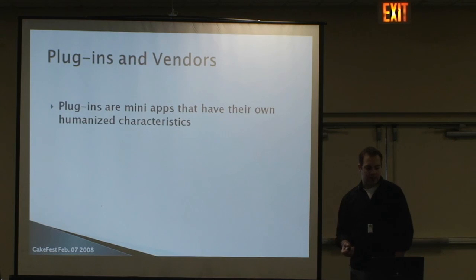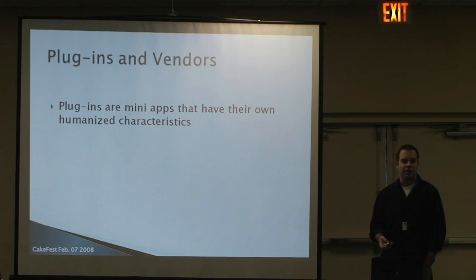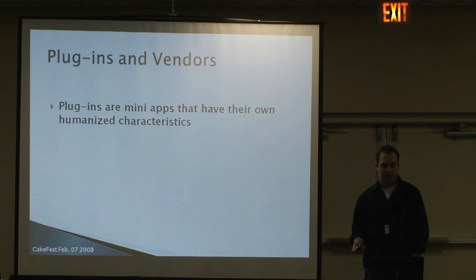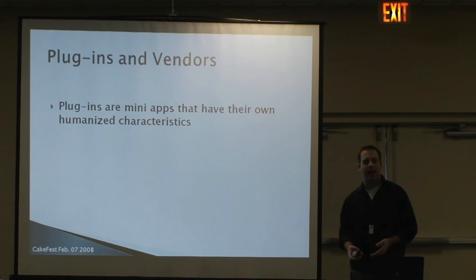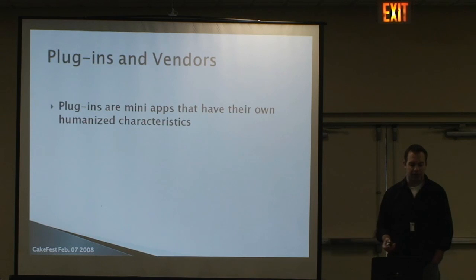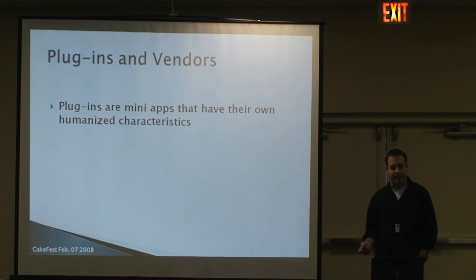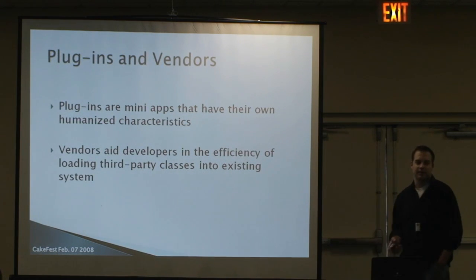Plugins and vendors. Basically, plugins are mini apps that have their own humanized characteristics. When developing a plugin, you should apply all of the humanization principles inside of that plugin. A plugin is really more of a mini app, and they basically have the same roles. Like, you can have a behavior in a plugin, and that extends the model in your plugin. So it's really the same thing as the behaviors, helpers, and components inside of the main Cake app. It's just small.